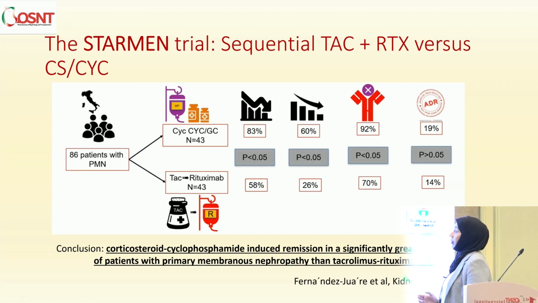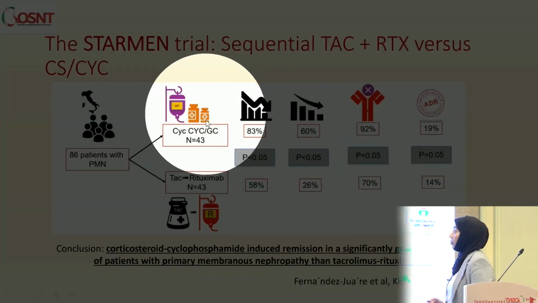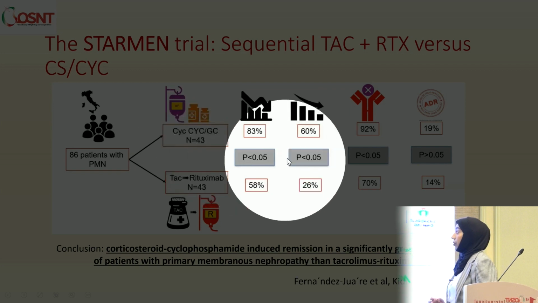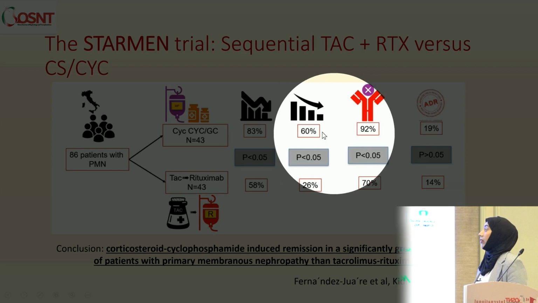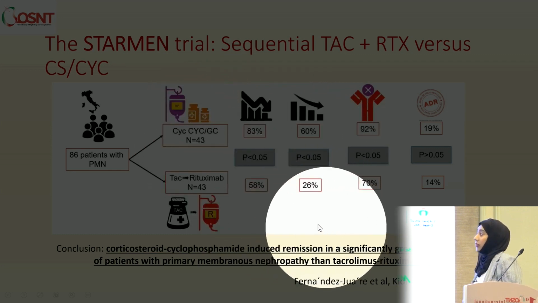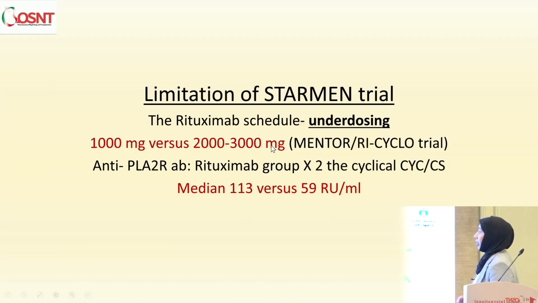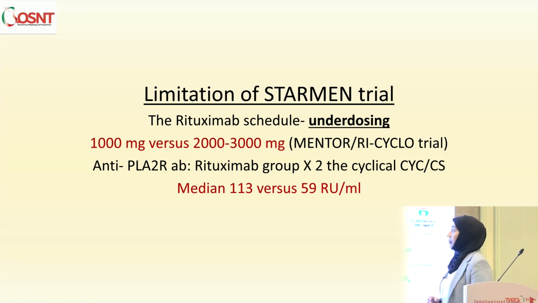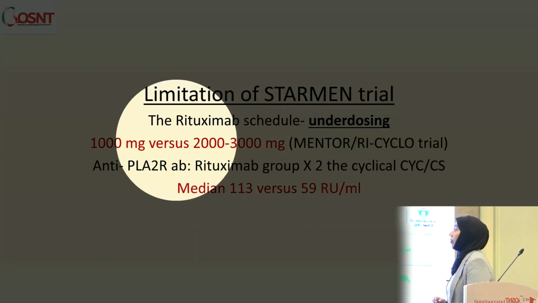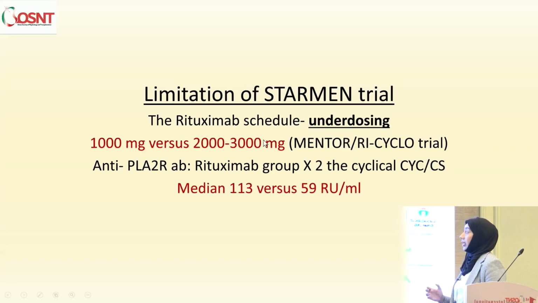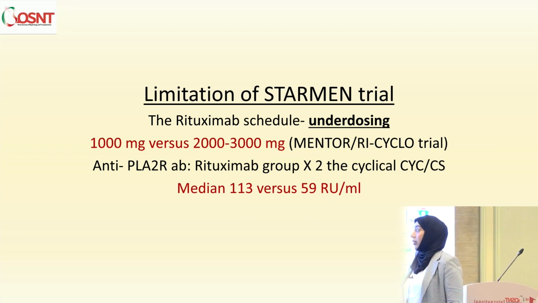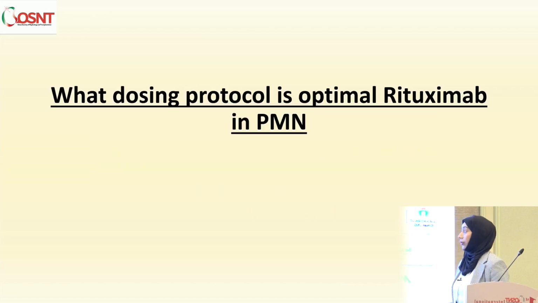In the STARMEN trial, which is a bigger randomized controlled trial in Spain, they compared cyclophosphamide and corticosteroid, the first-line agents in the 2012 guidelines, with rituximab. And they actually found that rituximab was not superior, in fact it was inferior. However, there were some limitations of the STARMEN trial: they used a lower dose of rituximab, about 1 gram, compared with other studies that used about 1 to 3 grams. And the anti-PLA2R antibody in the rituximab group was at twice the level of the cyclosporine and corticosteroid group.